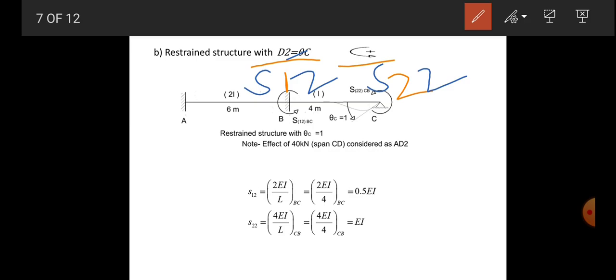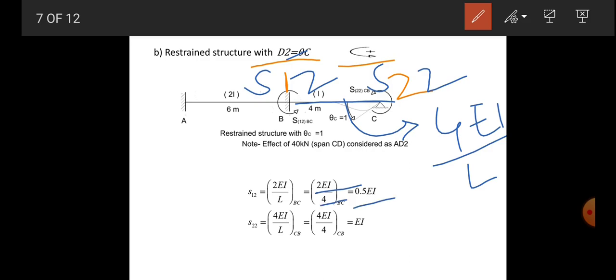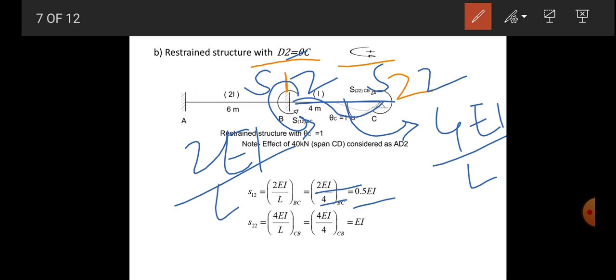You are applying unit rotation at theta c, and the moment where you are actually applying it is always 4 ei by L. So put the property of BC there. The moment of inertia of BC is I, length is 4, so you have 0.5 ei, and after applying unit rotation here, half moment will be carried to the other end, that is always 2 ei by L. So for the property of BC, the moment of inertia is I, length is 4, so we have 0.5 ei. So now we have the second column of the matrix.